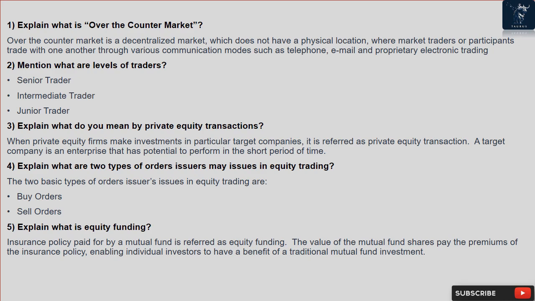4. Explain what are two types of orders issuers may issue in equity trading. The two basic types of orders issuers issue in equity trading are buy orders and sell orders. 5. Explain what is equity funding. Insurance policy paid for by a mutual fund is referred to as equity funding. The value of the mutual fund shares pays the premiums of the insurance policy, enabling individual investors to have the benefit of a traditional mutual fund investment.